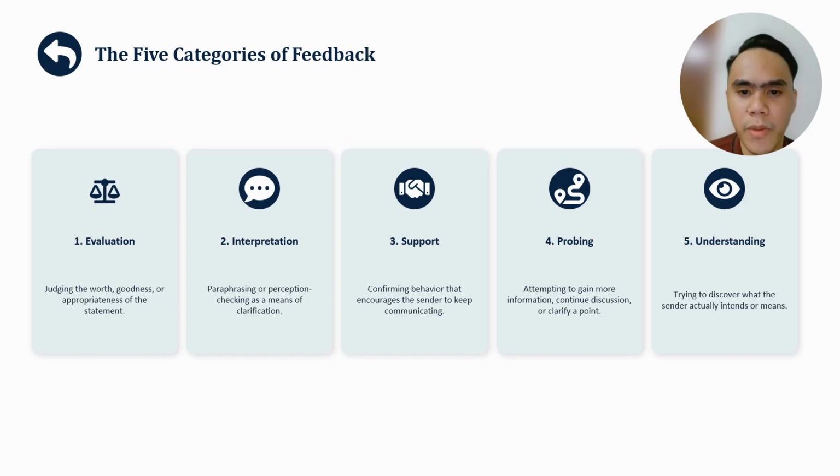Three is support, confirming behavior that encourages the sender to keep communicating. This is less about the content at all and more about signaling, keep going, I'm listening, through nods, verbal acknowledgement, and similar cues. Four is probing, attempting to gain additional information, continue the discussion, or clarify a specific point. This is active, question-driven feedback aimed at deepening the exchange rather than just responding to what's already been said. And five is understanding, trying to discover what the sender of the message actually intends or means by it. This is the deepest of the five, going beyond the literal words to the underlying intent behind them.